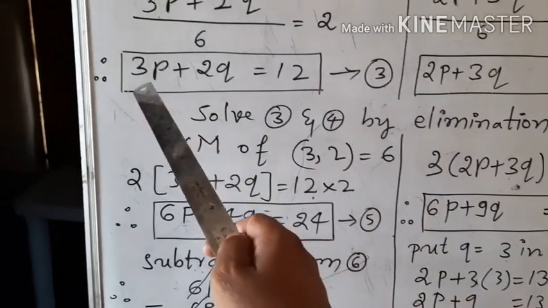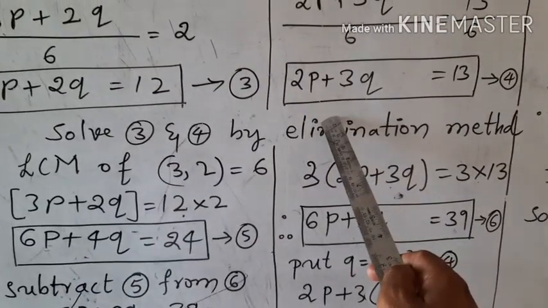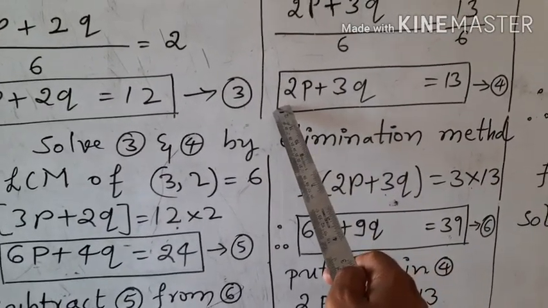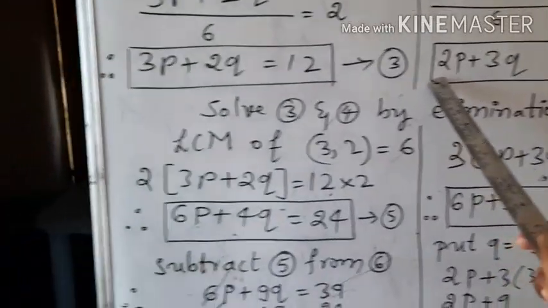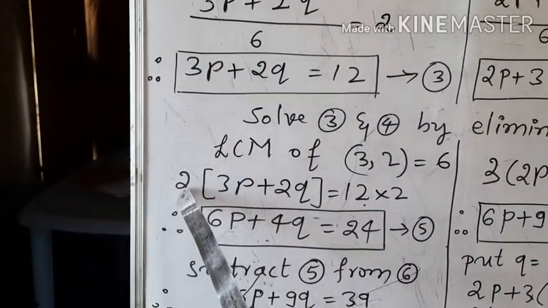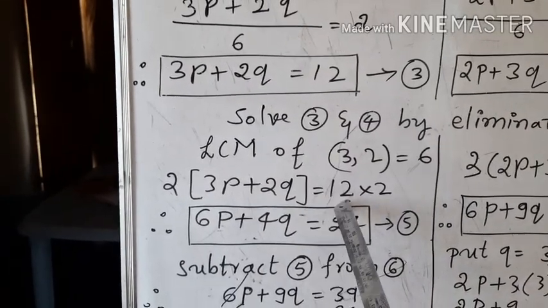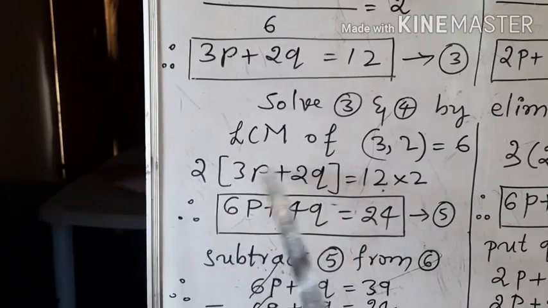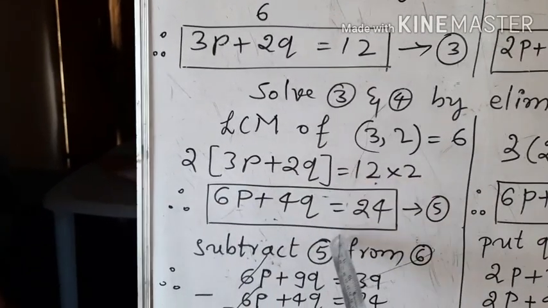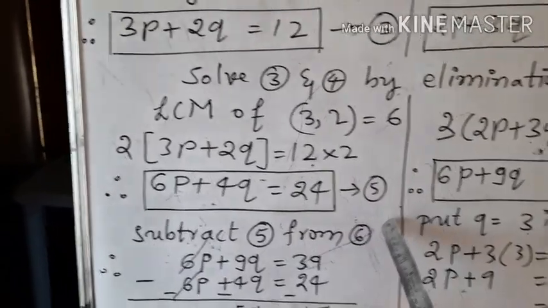Therefore, I would like to make the coefficient of p as 6 in equation 3 and the coefficient of p as 6 in equation 4. Okay. To do so, I multiply equation 3 both the sides by 2. See here, okay. 2 into 3p plus 2q is equal to 12 into 2. Now it is 2 3s are 6p, 2 2s are 4q is equal to 12 2s are 24. I call this equation 5.